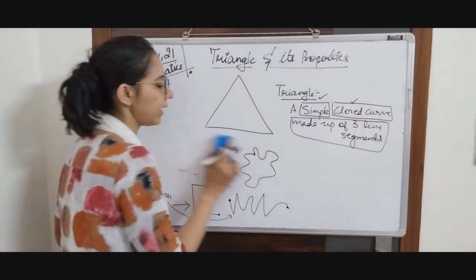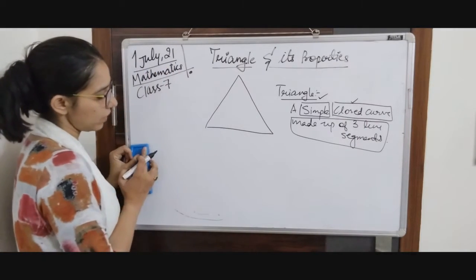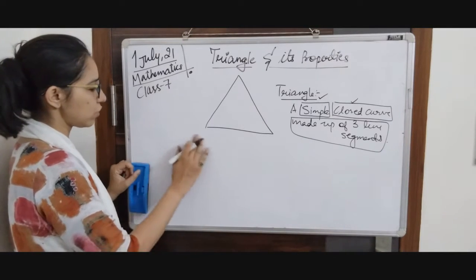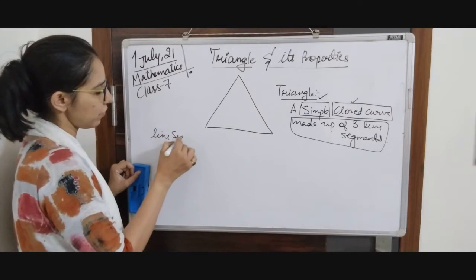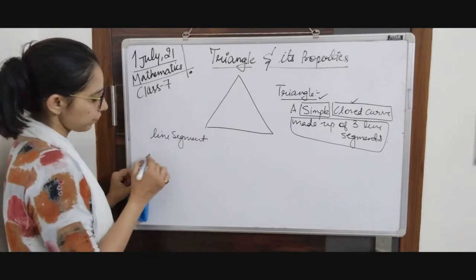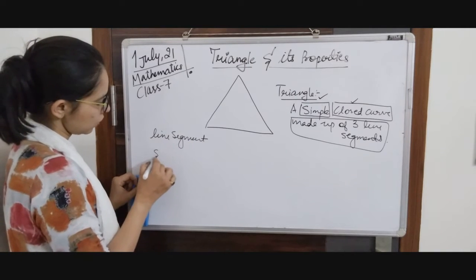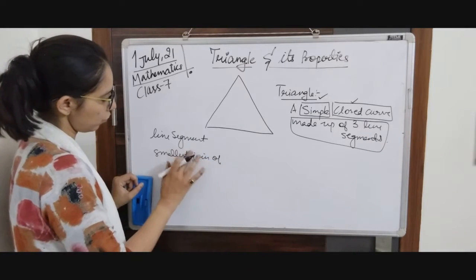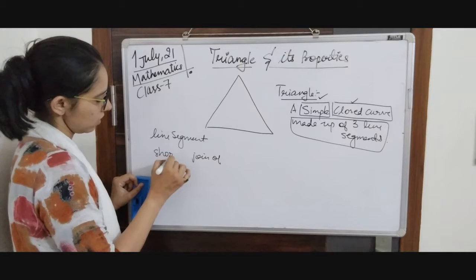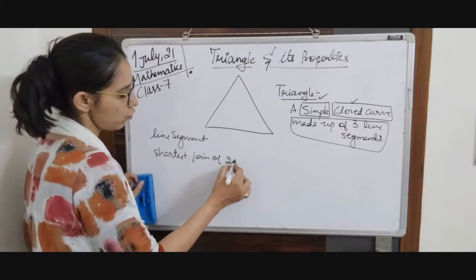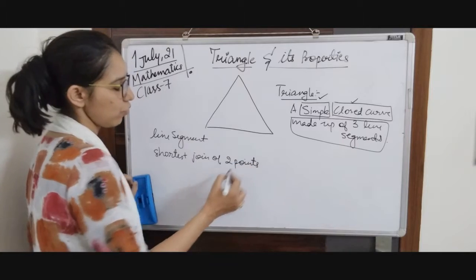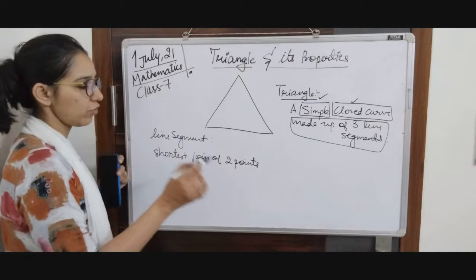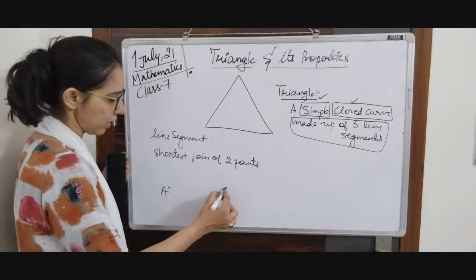Now, made up of line segments. You remember that a line segment is a part of a line but with fixed end points. If you remember the definition, it was the shortest joint, not smallest, shortest joint of 2 points. If you want to know what is a line segment, the proper definition is, it is the shortest joint of 2 points. Suppose you have 2 points, A and B.